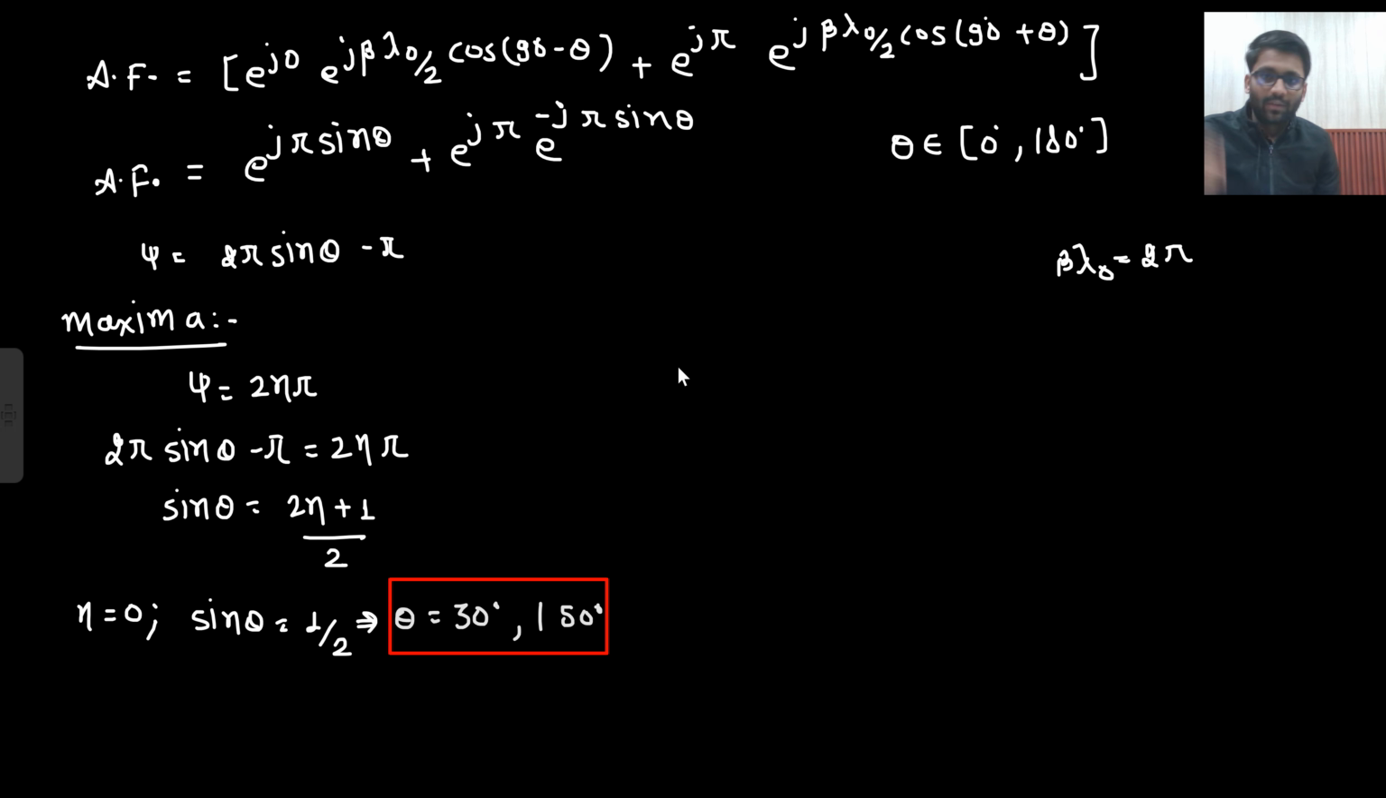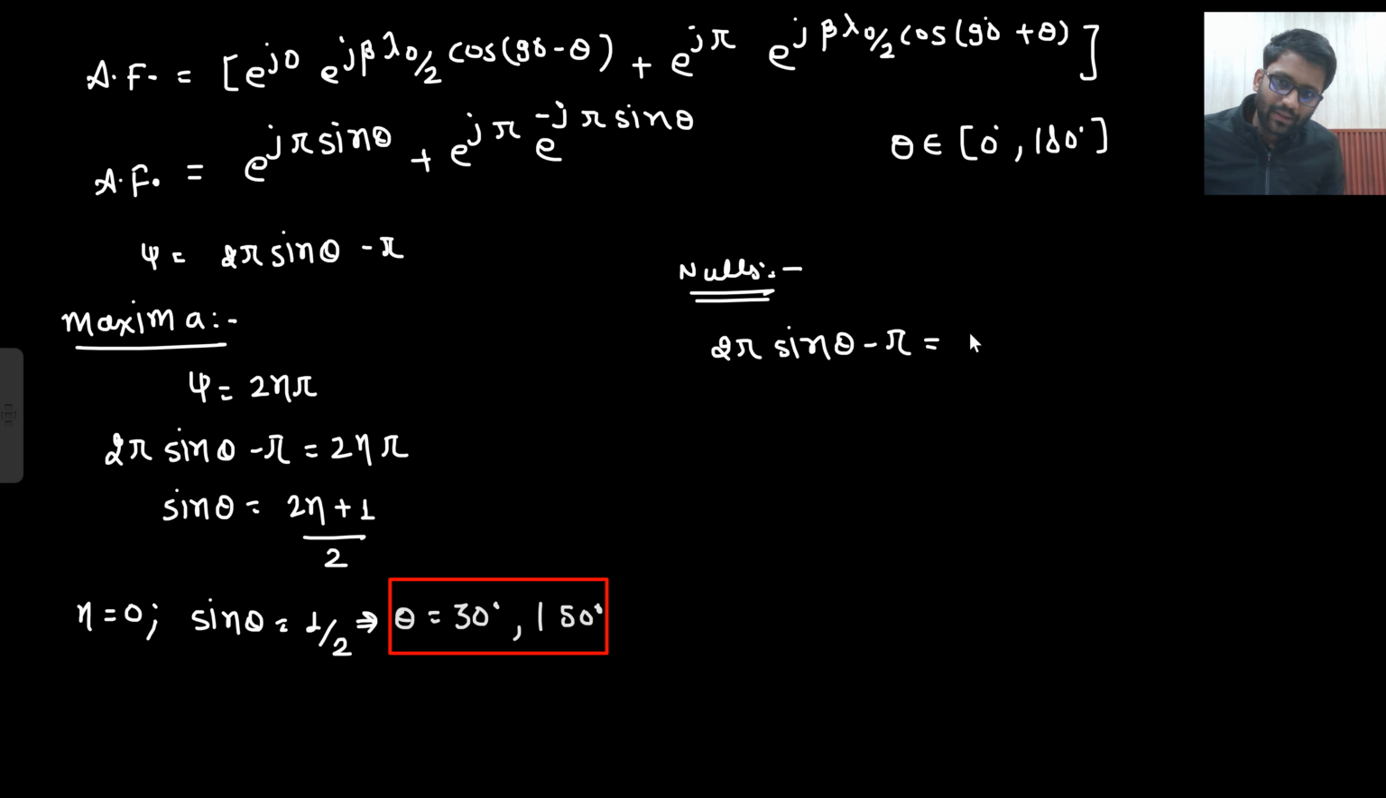Right? What about the nulls? Let's move this off. What about the nulls now? So for nulls, what is the scene? 2 pi sin theta minus pi should be equal to (2n plus 1) pi, right?